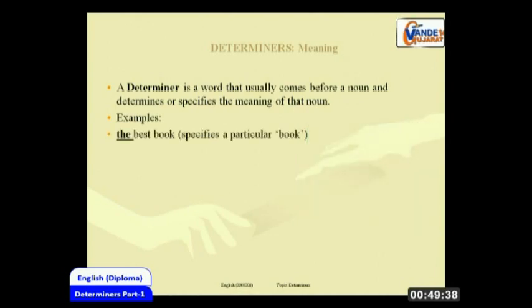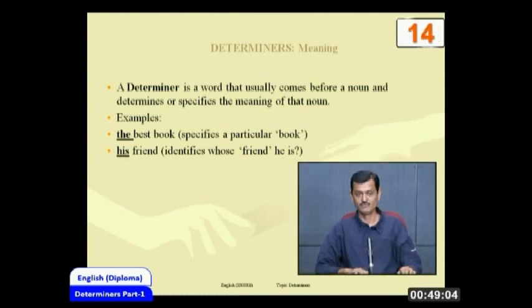Now we will have some examples of determiners. The best book, here the word the is a determiner, because as per the definition given above, it specifies a particular book. Which book you are talking about? I am talking about the best book written by Chetan Bhagat, for example. Next, his friend. Whose friend you are talking about? When we use this particular word his before the noun friend, we determine about which friend you are talking.